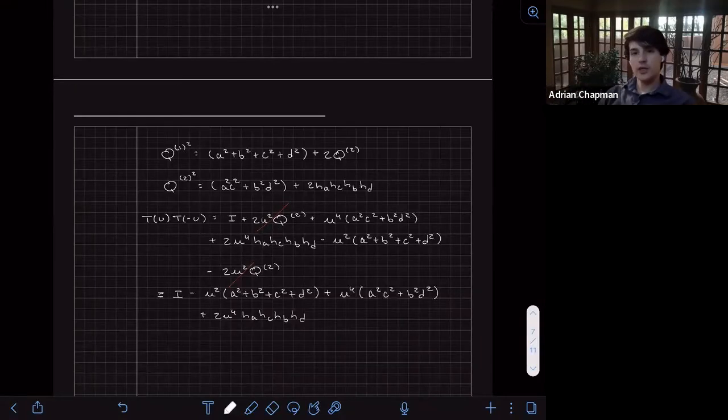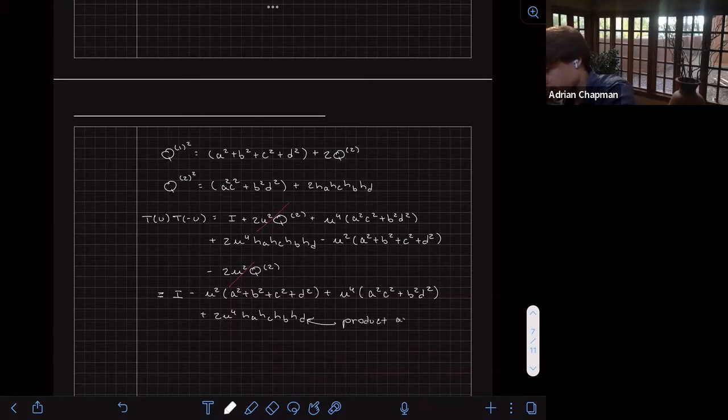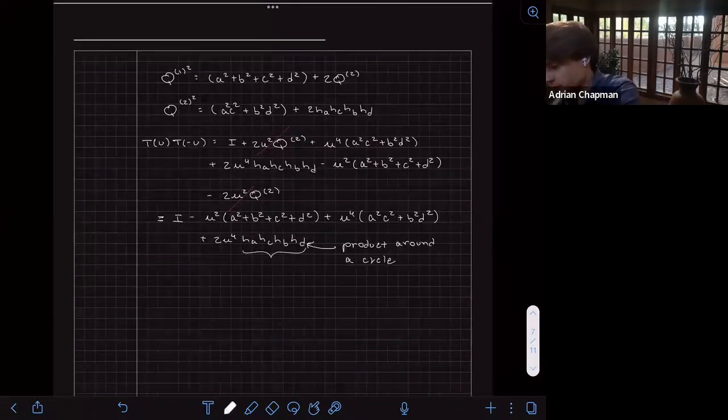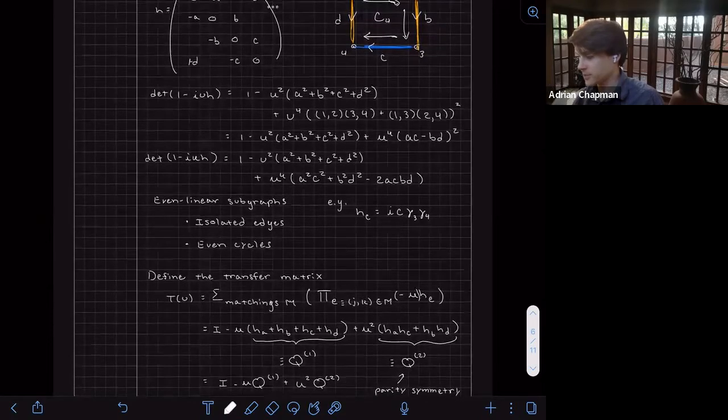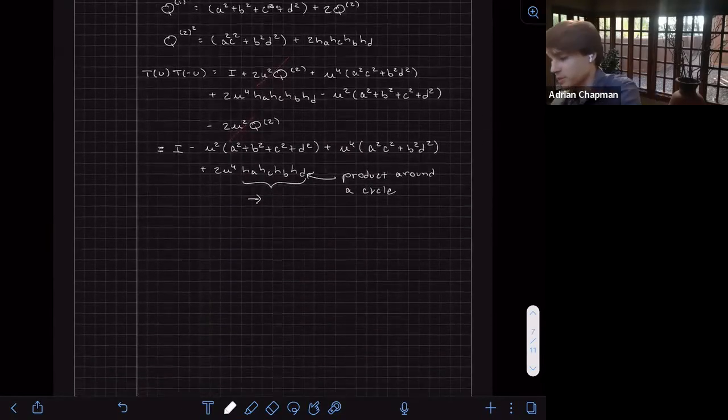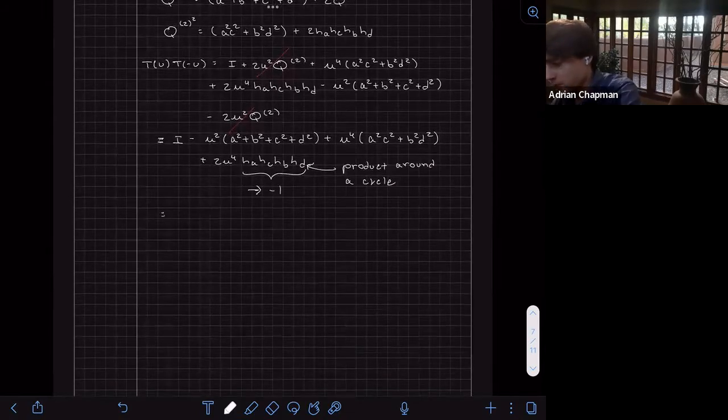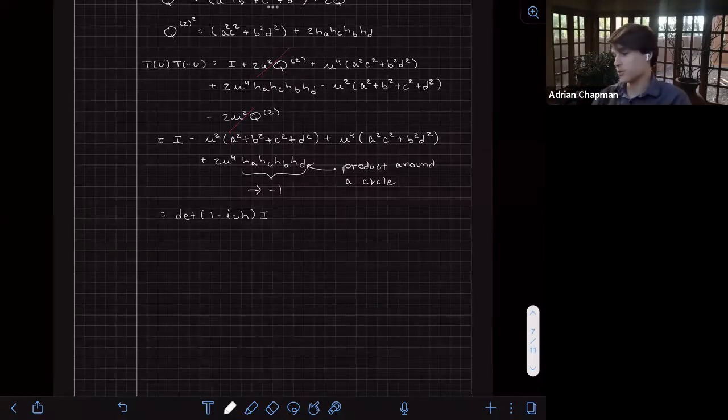However, this final term is a symmetry of the Hamiltonian because this is the product of all terms around a cycle. So I can restrict to the subspace where this is plus or minus a coefficient times the identity. So I'm free to restrict the whole thing onto a subspace. And on the previous slide, we had that this was in fact a set of minus signs. So let's restrict it to its minus one subspace just based on the orientation that we chose. And so this gives, in this case, the determinant of I minus iuH times the identity, but the identity coefficient is sort of irrelevant.